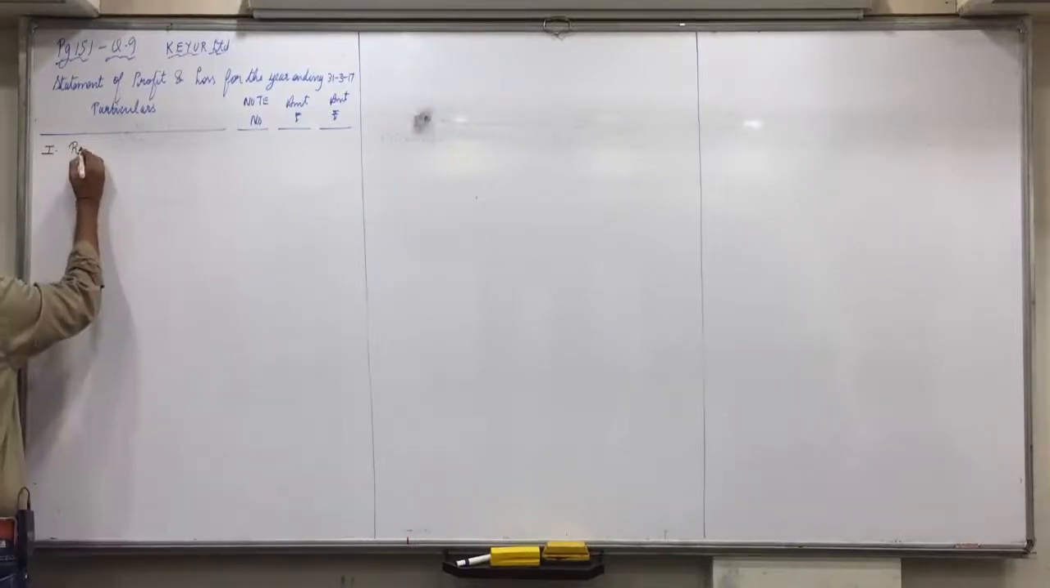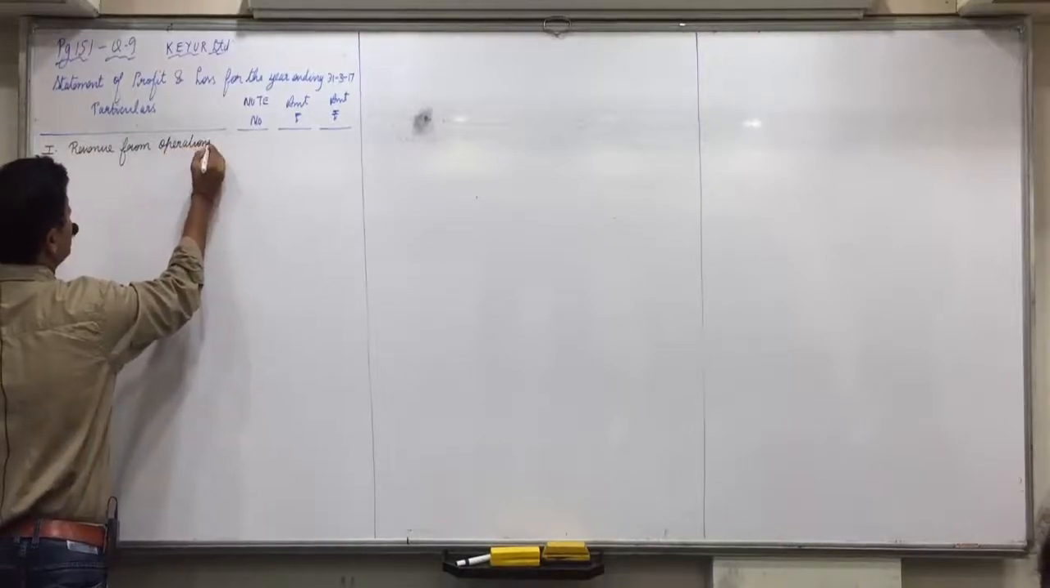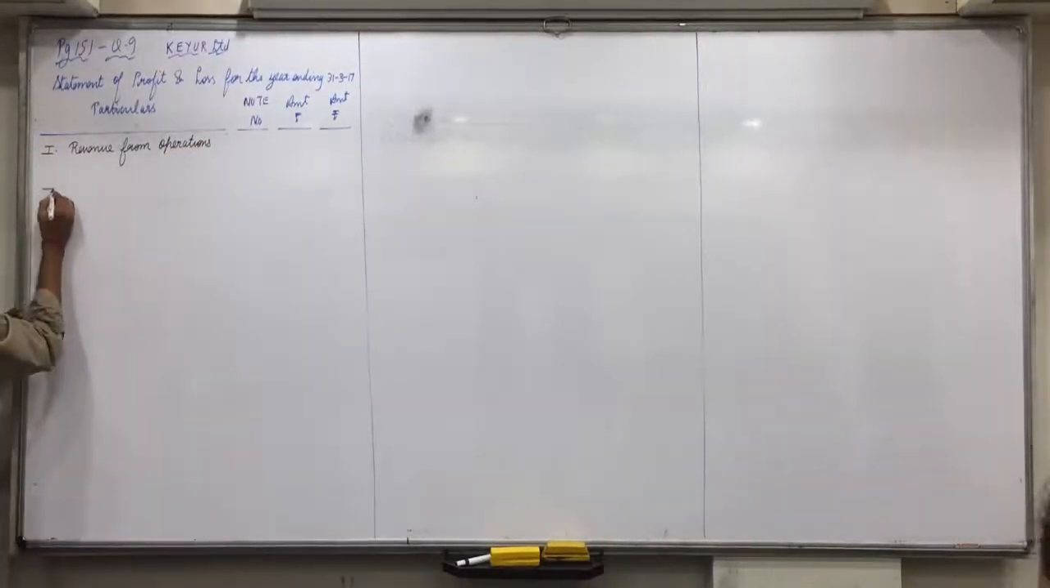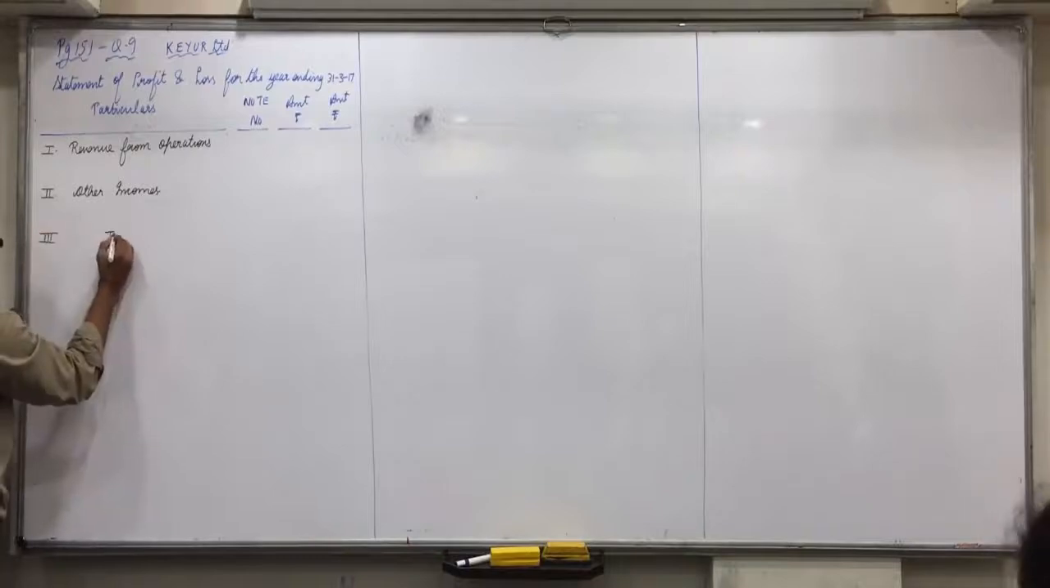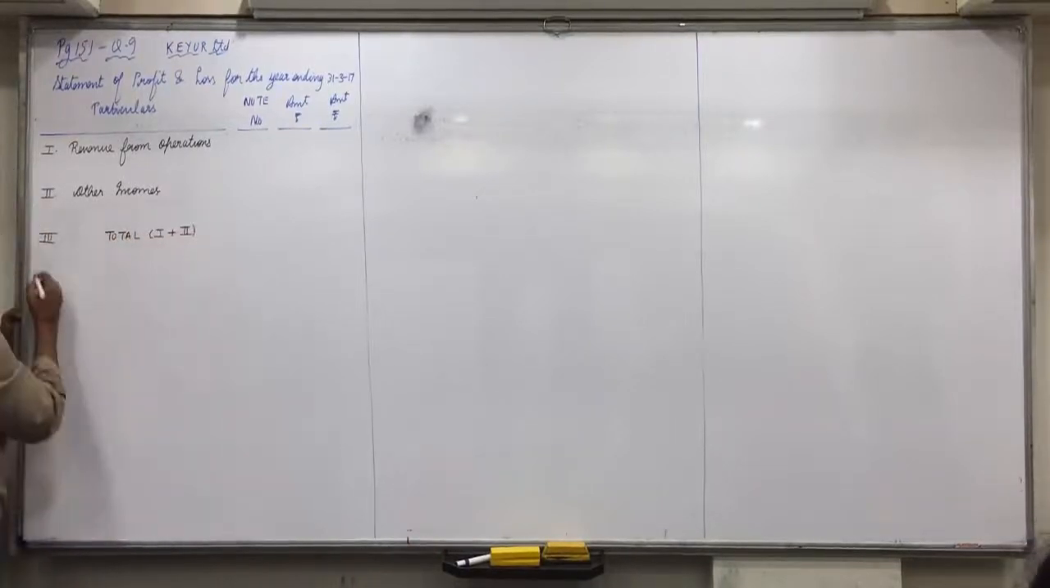Roman numeral one: Revenue from operations. All the things we will write leaving one line, okay? Then two: Other incomes, on this side. Total, in bracket, 1 plus 2.